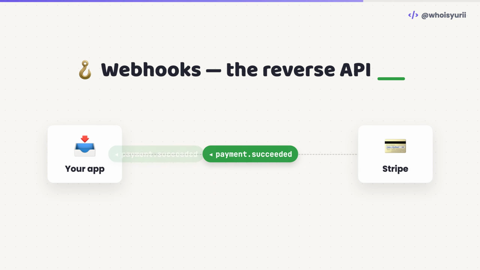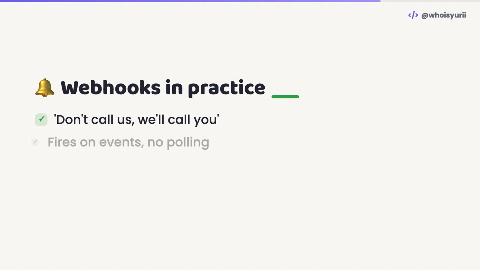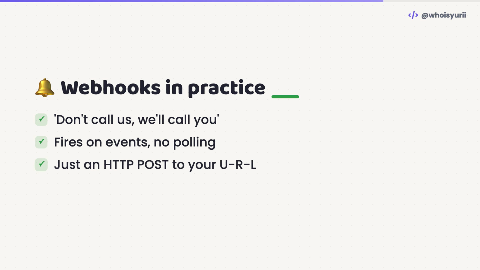Webhooks flip the direction entirely. Instead of you asking the server for updates, the server calls you. You register a URL, and it sends you a post the moment an event happens. It's the "don't call us, we'll call you" pattern, no constant polling. It's exactly how Stripe and GitHub notify your app that something just happened.